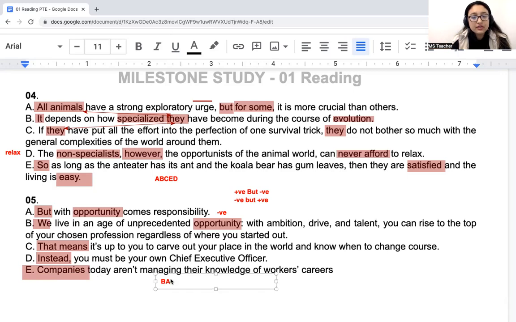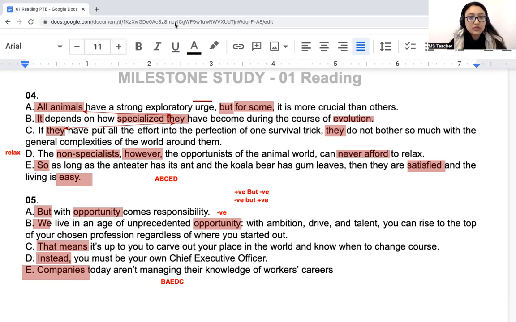Now BA, after B and A, we've got E, D, and C. Why so? A says that, but with opportunity comes responsibility. That means you have got responsibilities when you've got opportunities. Companies are not managing the knowledge. Companies are not doing this thing now, no longer. You have to do it.